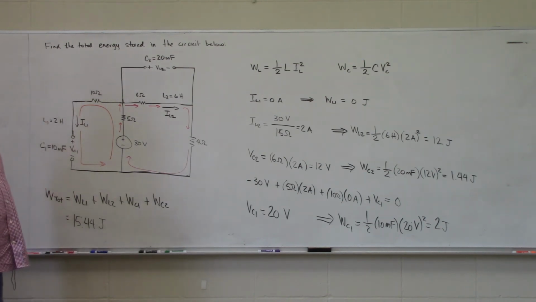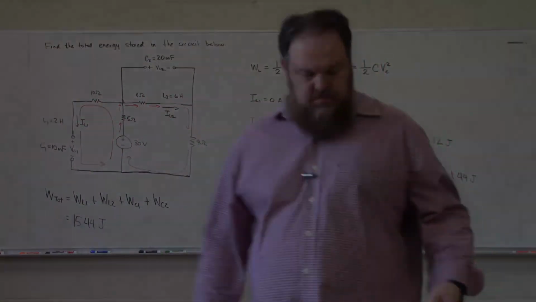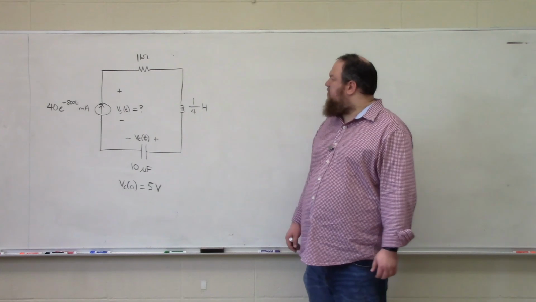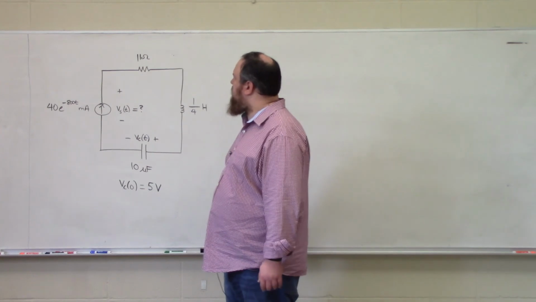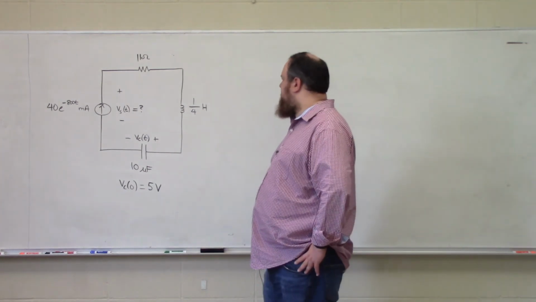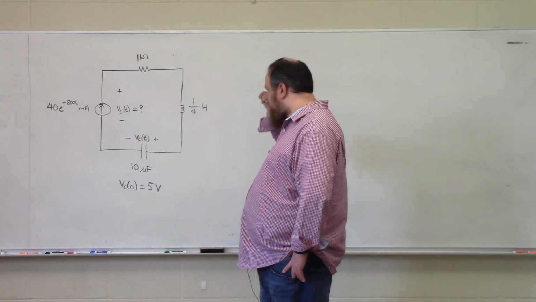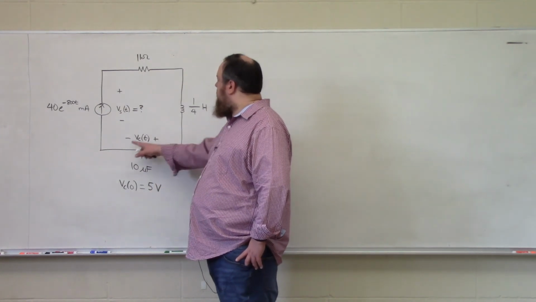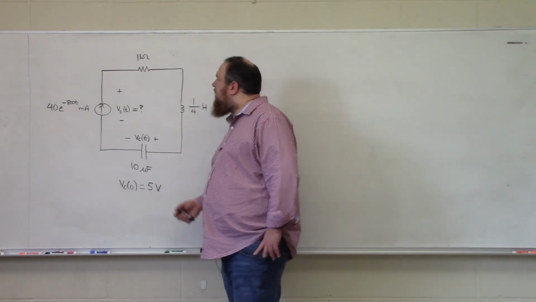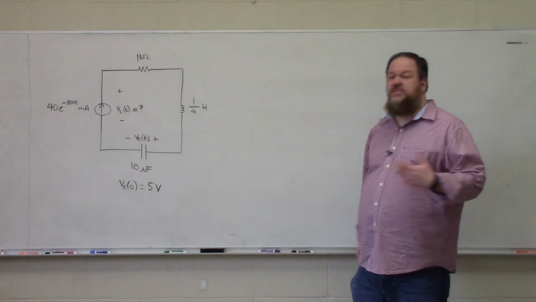Our next example, we will increase the level of difficulty a bit by not operating at DC steady state. In our next example problem, we are trying to determine a mathematical expression for the voltage drop over our current source, Vs of t. We know what the current provided by the source is, and we are also told that the voltage drop over the capacitor with this polarity at t equal to 0 is 5 volts.